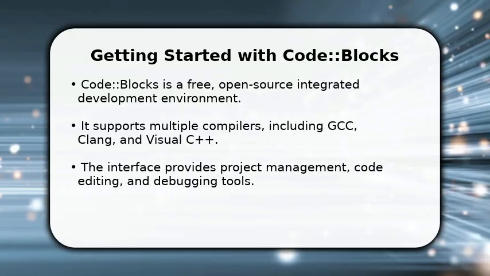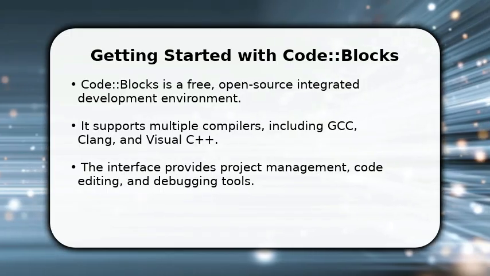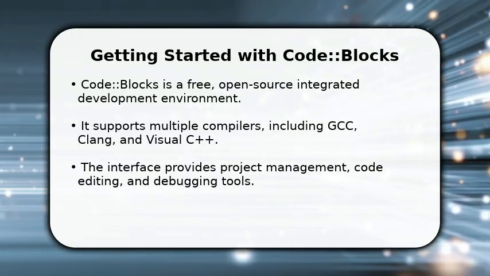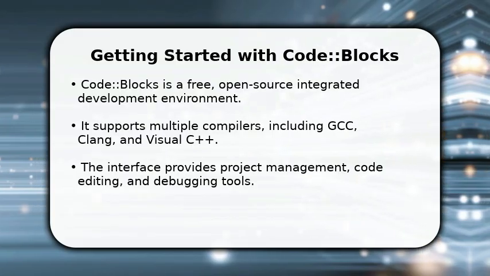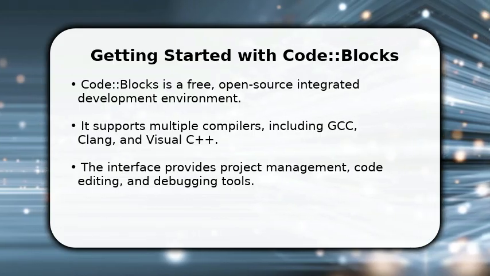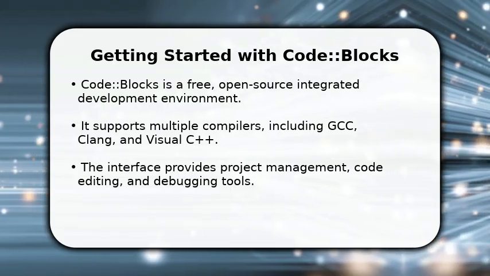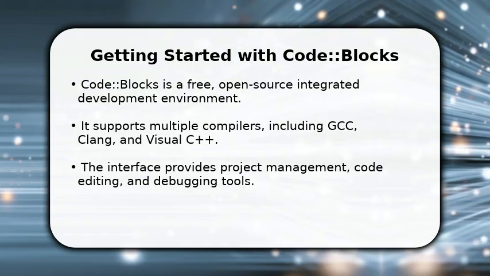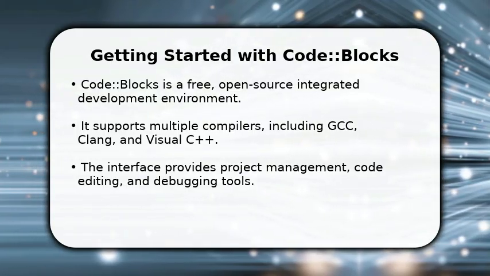In this video, I will explain how to use Codeblocks for C programming. First, download and install Codeblocks from its official website, ensuring you select the version with a bundled compiler like MinGW for Windows. Once installed, launch the application to begin setting up your first C project.